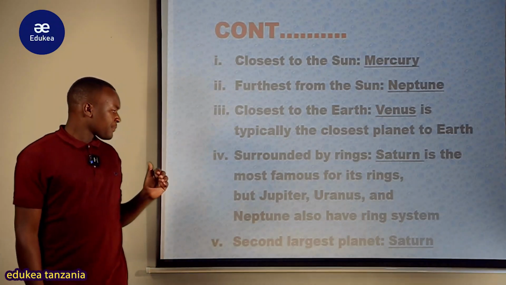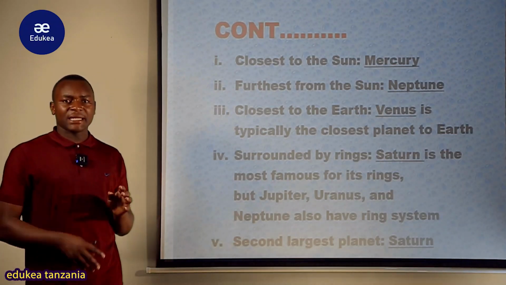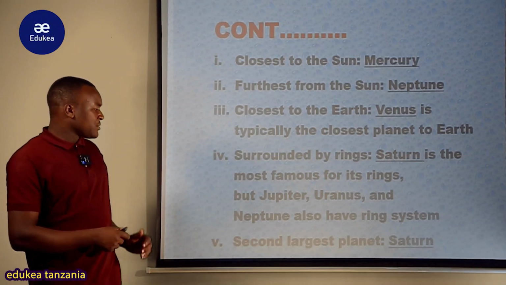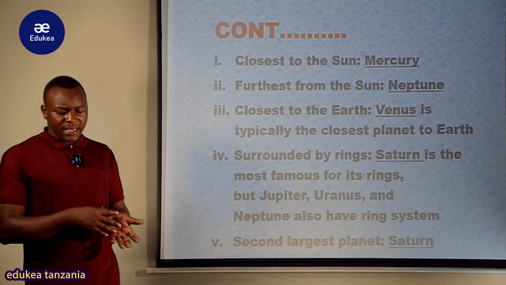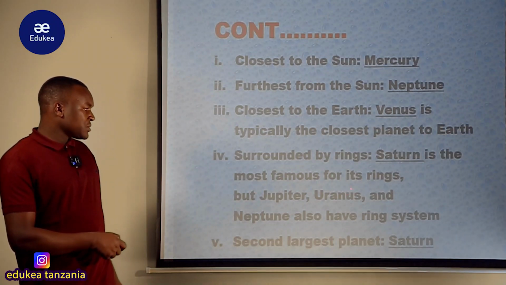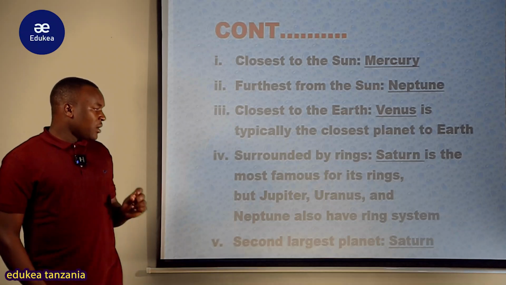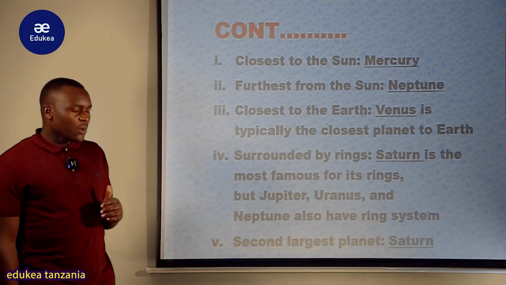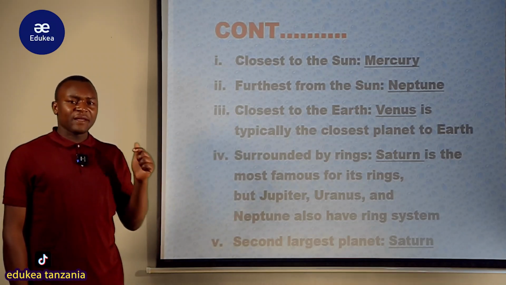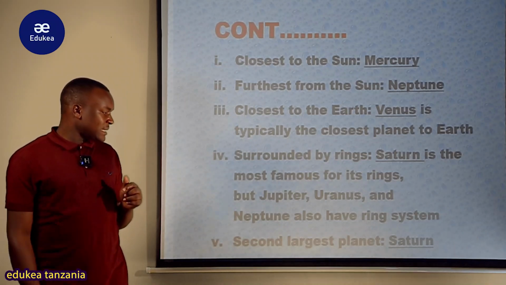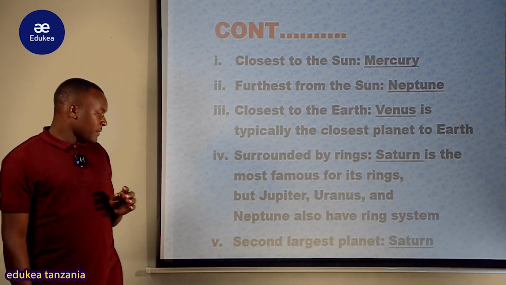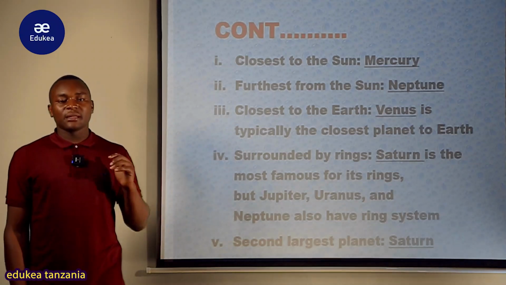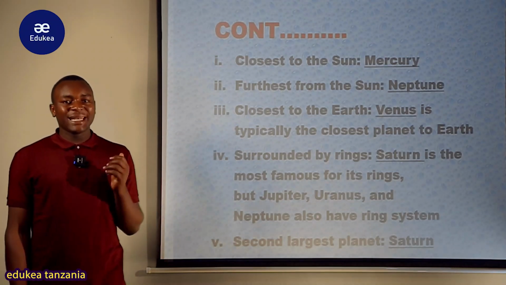But there are other planets which are surrounded by rings, but the correct answer was Saturn. Other planets like Jupiter, Uranus, and Neptune also have ring systems. And the last one, we are required to give the planet which is second largest in size. And we say the second largest planet is Saturn.